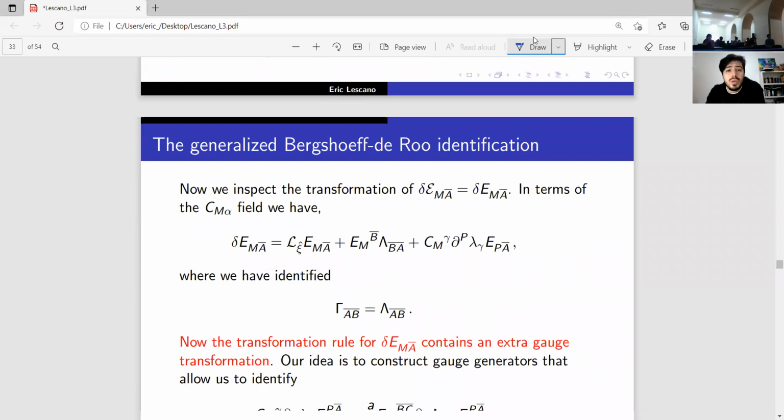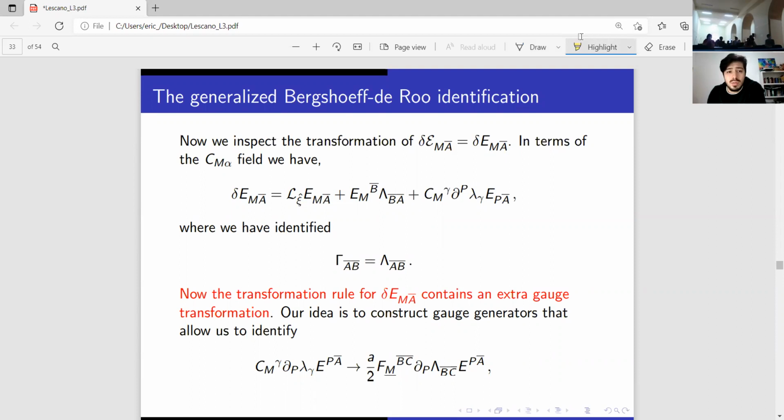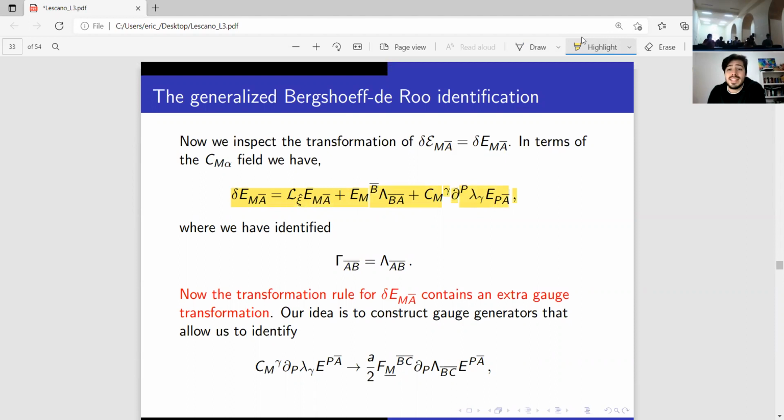So if we inspect the transformation for the generalized fluxbein, and this was Emmanuel's question, if we perform this decomposition, we obtain the generalized Green-Schwarz mechanism that we want. We need to identify this parameter with the ordinary Lorentz parameter in double field theory, and then we can reproduce a Green-Schwarz transformation. Of course, we need to take this part, which is a gauge transformation, and turn it into a gravitational one. But this is the idea.